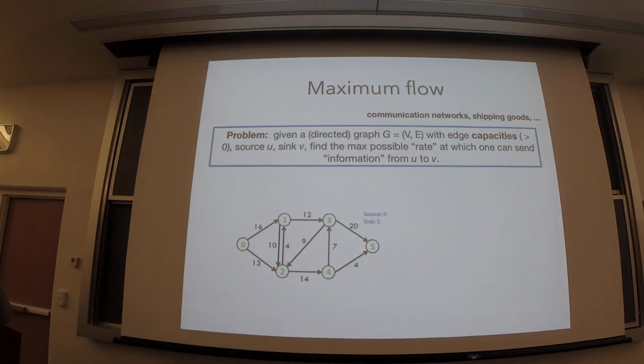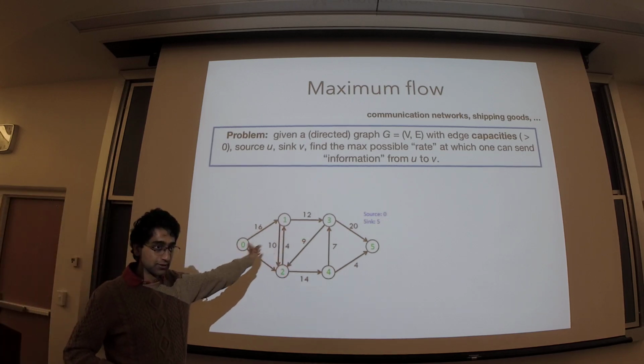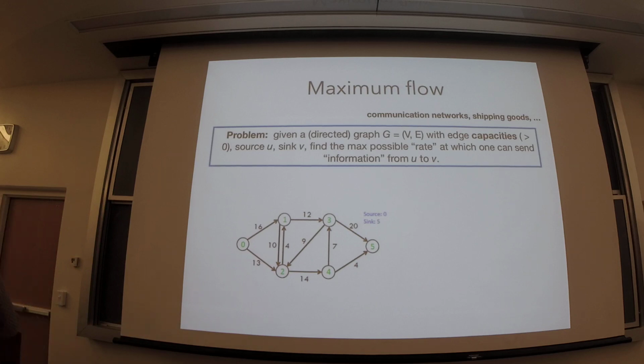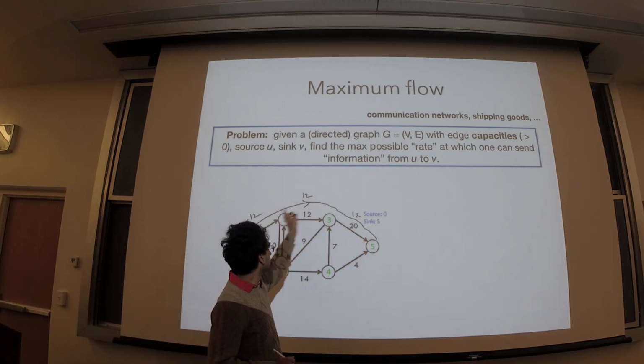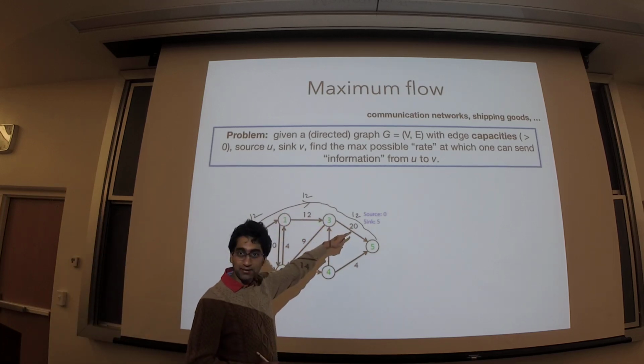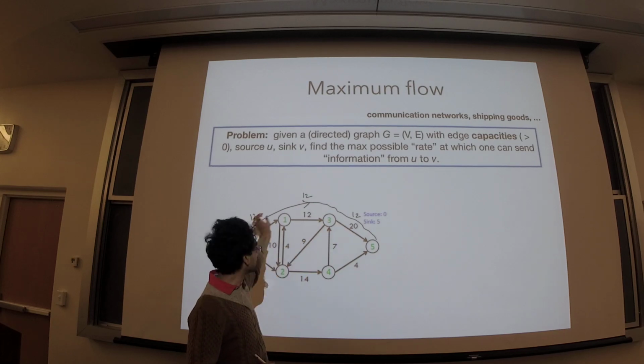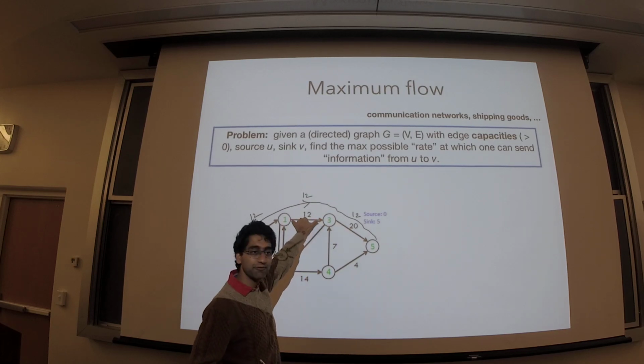Okay, so let's see. What does this mean? In this, let's say you take this graph. I could send 12 units of flow along this path. That's what I will call units of flow, but if you think of it as a network, then I can send 12 packets per second along this path. And I cannot send any more along this path because this path uses an edge with capacity 12.